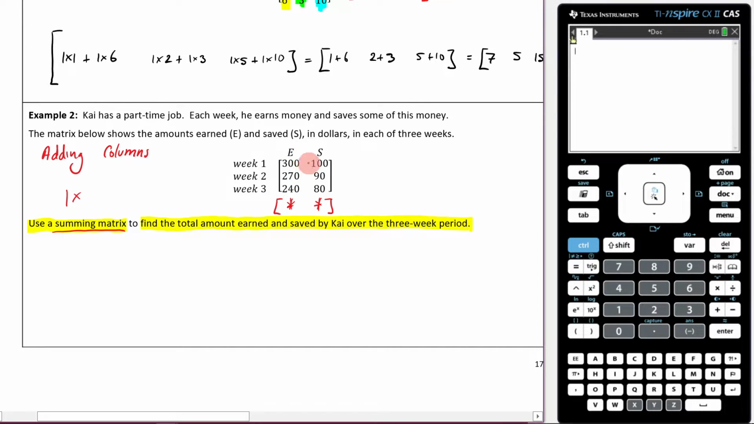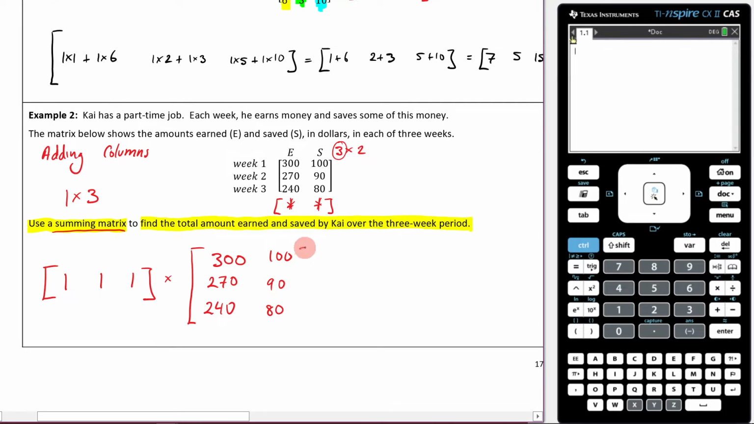So now, as we come down here, our summing matrix is going to be 1 times. Now, our original matrix here is what? It is a 3 by 2 matrix, because it's 3 rows and 2 columns, and therefore the columns of our summing matrix is going to be equal to the rows, so it's going to be 3. Remember, our summing matrix is simply made up of all ones, so it's going to be 1, 1, 1. And then that's going to be multiplied by our original, which is 300, 270, 240, 100, 90, and 80, like that.